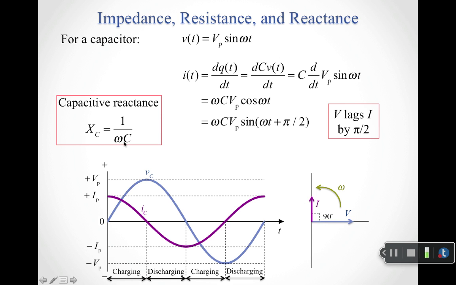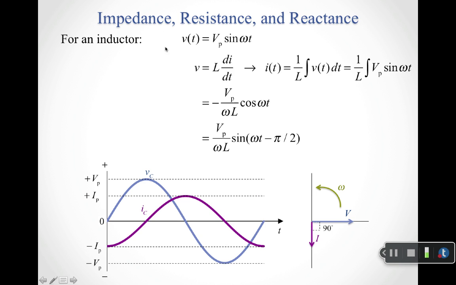Alright, let's come back and do the same thing for an inductor. So again, for an inductor, we're going to start with our same sinusoidal voltage source. There's its curve. And so now, when I think about what's going on with an inductor, I know that the induced EMF across my inductor is equal to L times di dt. And so I basically just want to solve this for the current. So when I rearrange this and undo the derivative by taking an integral, the current is just going to be 1 over L times the integral of my voltage times dt. So this will be 1 over L times the integral of Vp sine omega t dt.